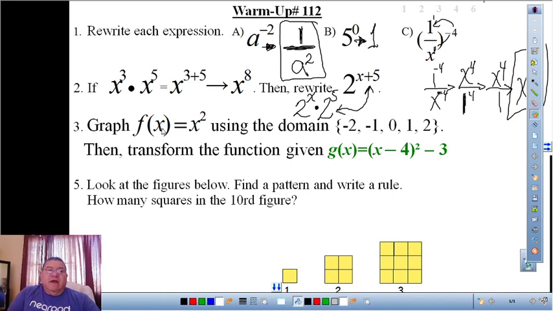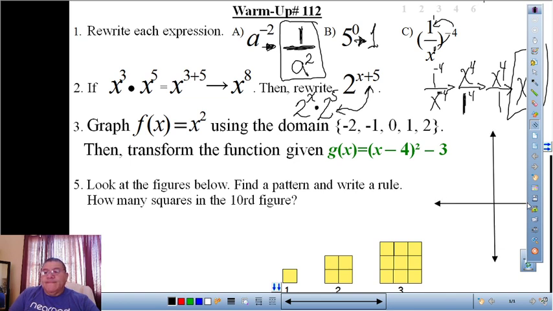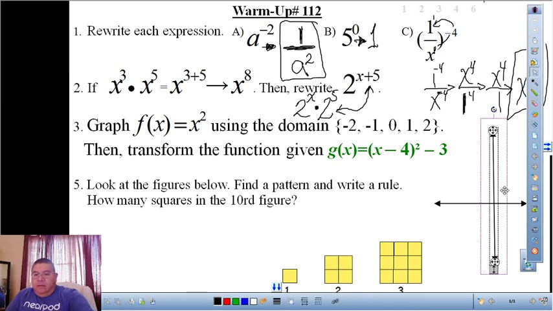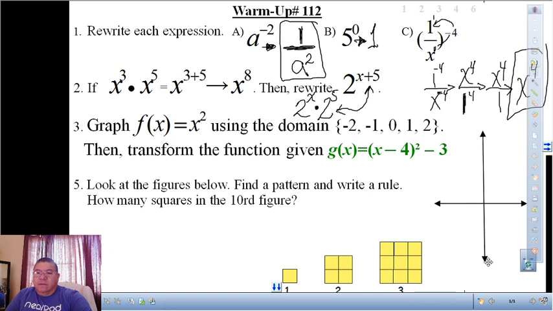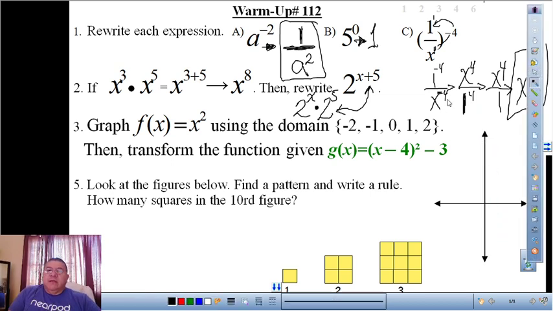Number 3, it says graph f of x equals x squared using the domain -2, -1, 0, 1, and 2. So let me get a coordinate plane on this side. Alright, there it is. And let's start. Do I need to make a table? No, I can just start with negative 2. What is negative 2 squared? Negative 2 squared is positive 4. Yeah, 1, 2, 3, 4.